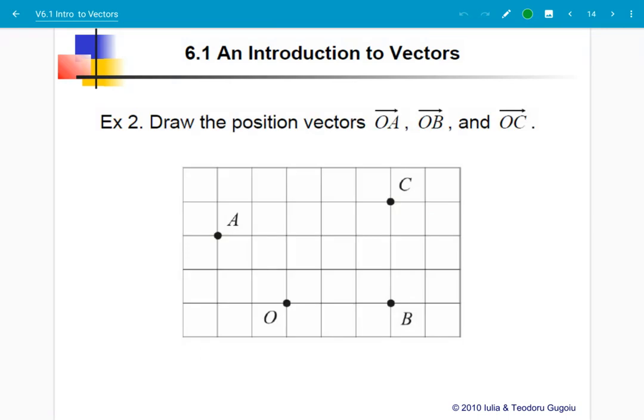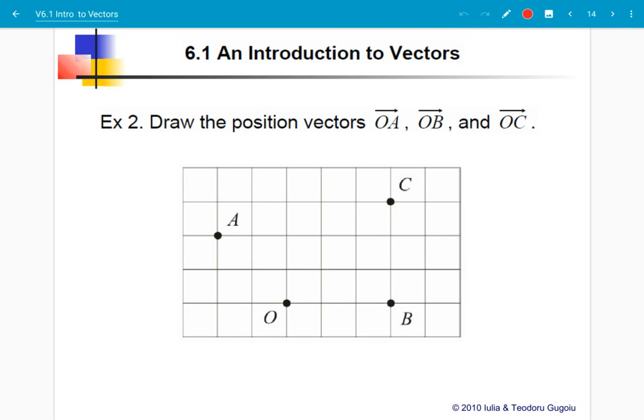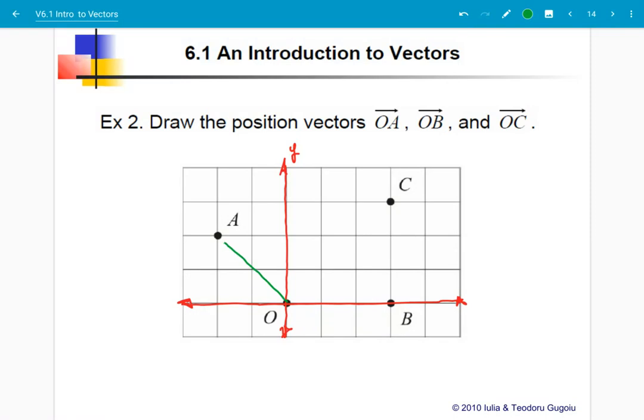So here we go. Let's add in some vectors here. Before we begin, though, I'm going to add in the axes. The origin, of course, is the intersection of the y and the x-axes. These aren't vectors. I'm just drawing in the axes. Okay. And now I'm going to draw a vector O to A. It starts here, goes there. There's O to A. That's the geometric vector.